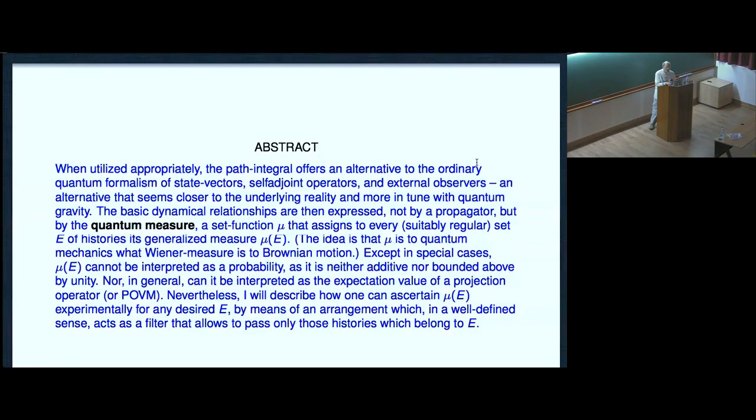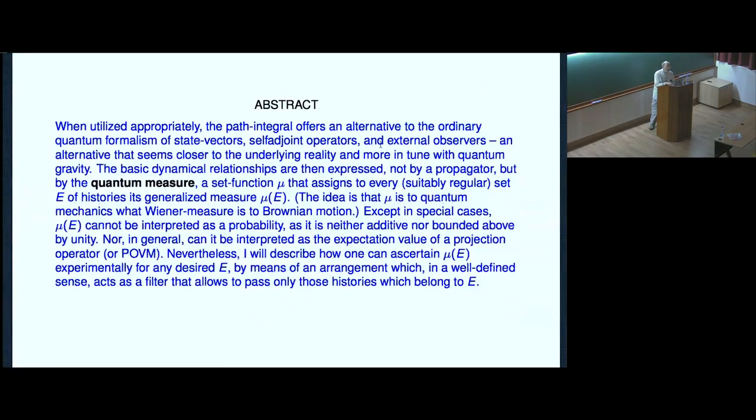So let me just read out the abstract and then go on. It summarizes most everything. When utilized appropriately, the path integral offers an alternative to the ordinary quantum formalism of state vectors, self-adjoint operators, and external observers. An alternative that seems closer to the underlying reality and more in tune with quantum gravity. The basic dynamical relationships are then expressed not by a propagator, but by the quantum measure, which we'll define. A set function mu, that is a function that assigns to every set of histories, which we call E, its generalized measure mu of E.